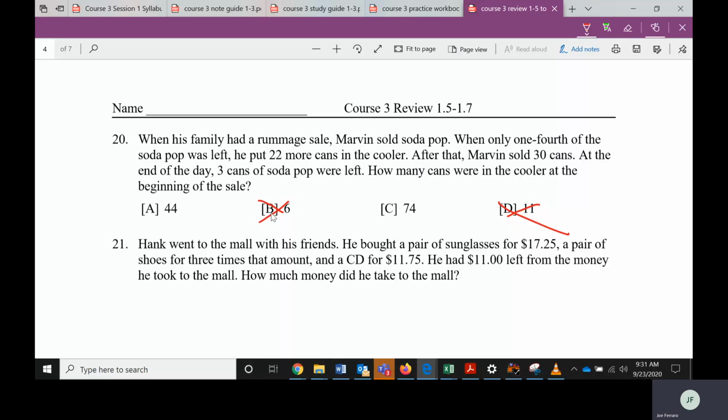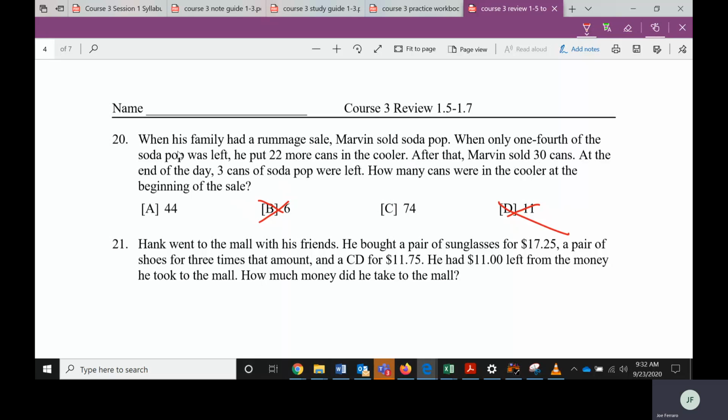Okay, so if he started, I'm just thinking what the best way to explain this is for you. If he sold 30 cans and 3 cans were left, that was 33 cans right there. Okay, and then at some point he put 22 more cans in the cooler. There's a way with algebra to write this out, but let's look at our choices and figure this out.